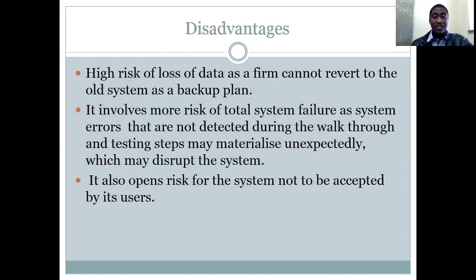What are the disadvantages? You are going to lose out on a whole lot of information that is within the old system, since you are not going to use the old system as a backup. Then, in circumstances where the new system does not work at all, you're going to have disruptions of information. Some information is going to be lagging between the old system and the new system.